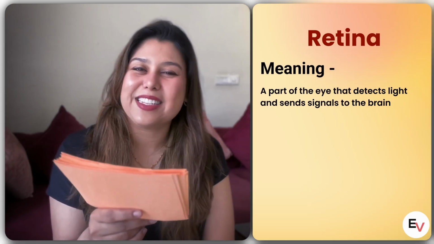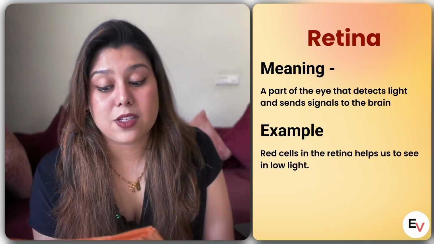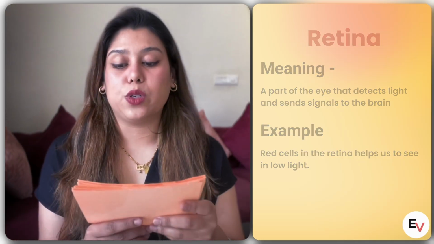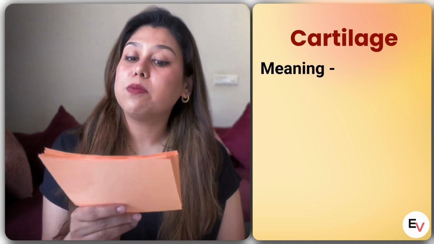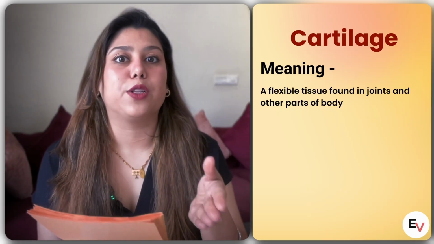Now let's frame a sentence with this word. Rod cells in the retina help us to see in low light. Moving on to our next word, which is cartilage. Repeat after me, cartilage. Now it means a flexible tissue found in joints and other parts of the body.